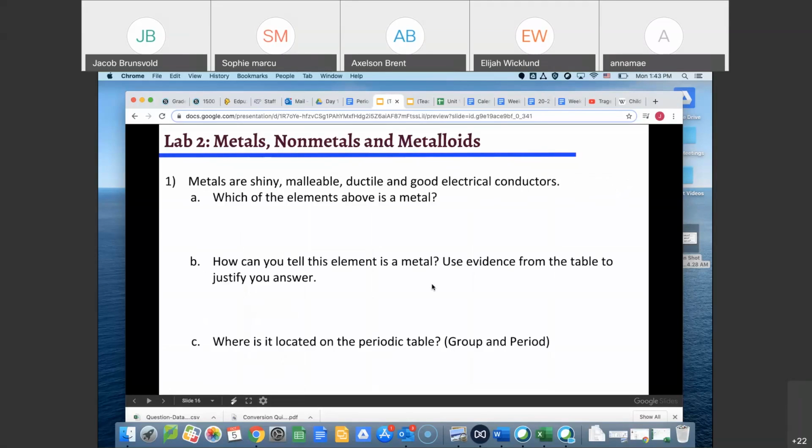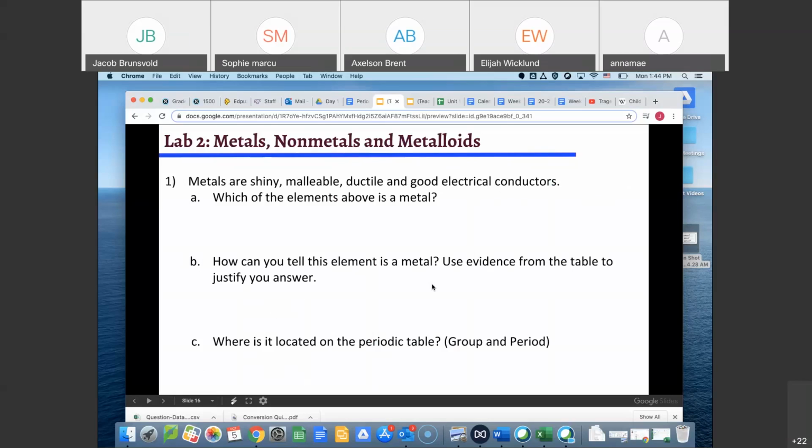So then, which one of the elements above was the metal? Metals are shiny, malleable, ductile, and good electrical conductors. Yeah. And copper, I'm assuming you all probably knew that was a metal before this lab. That being said, now you know these are all the things that you need to look for to identify something as a metal. It's got to be shiny, it's got to be malleable, it's got to be ductile, and it's got to be a good electrical conductor, right? Metals are really all four of those things.